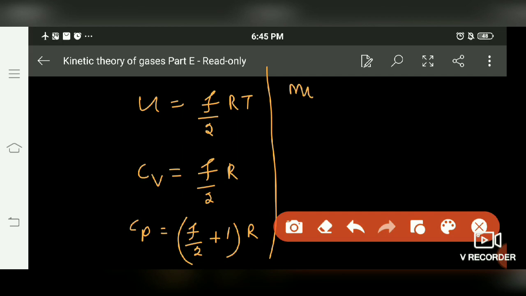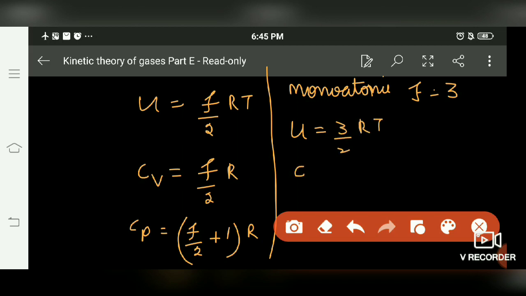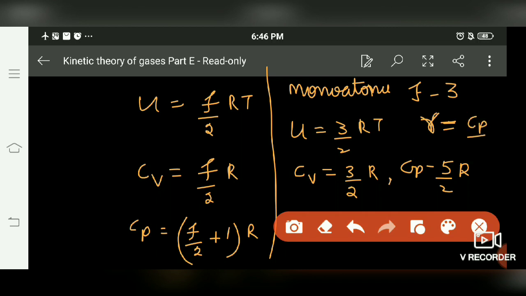If we talk about the monoatomic gas, for monoatomic gas, F was 3. So we get U is equal to 3 by 2 RT. Cv is equal to 3 by 2 R. Cp is equal to 5 by 2 R. And to calculate the heat capacity ratio, that is gamma. This is written as Cp by Cv. That will be 5 by 3.